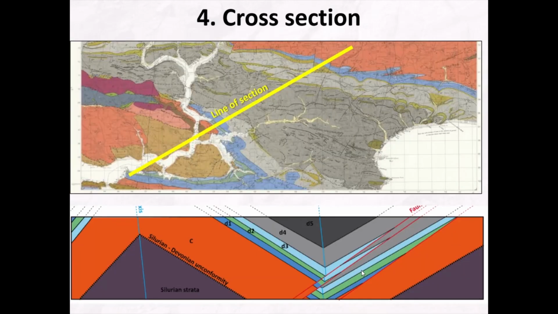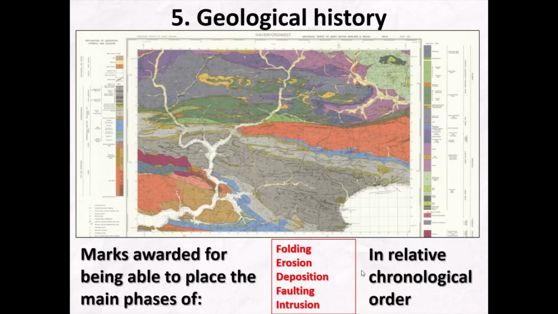And then lastly, once you've done all of these questions, got them together, you'll be asked to come up with a geological history for the area, and the marks will be awarded for this if you are able to place in the correct order and explain the main phases of things like folding, of erosion, depositional environments, of faulting, and any magmatic or intrusive activity.